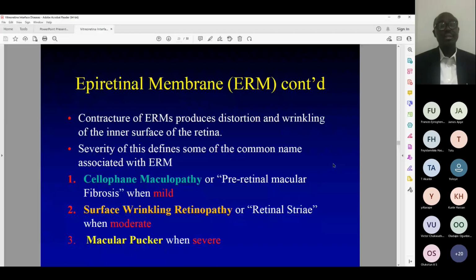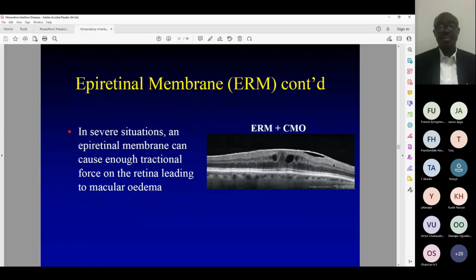So should we look at the next slide? Again, on the epiretinal membrane, in severe situations, an epiretinal membrane can cause enough traction on the retina, producing a force that leads to macular edema. So in this slide, on the right-hand side, you have epiretinal membrane, which you can see as that white layer on the vitreous side of the retina. And then you have these cystoid changes within the retina itself. So severe epiretinal membrane may be associated with the CME. Next slide, please.